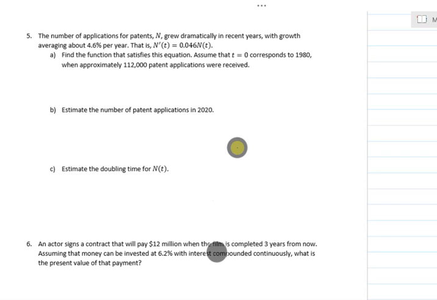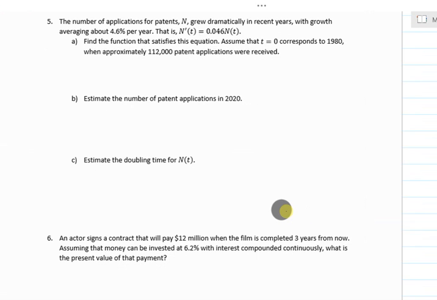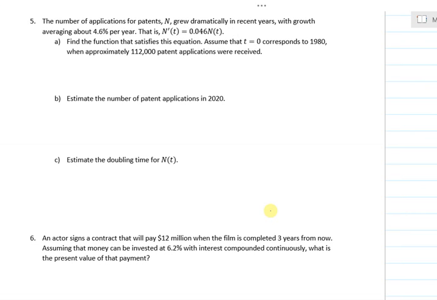Number 5. The number of applications for patents grew dramatically in recent years, with growth averaging about 4.6 per year, and they give us this equation. Whenever you see an equation like this, it means you have exponential growth, and this value is the rate. So I'm going to write n of t equals, it tells us to start in 1980, and the initial value was 112,000. And here we have the rate, 0.046 t.